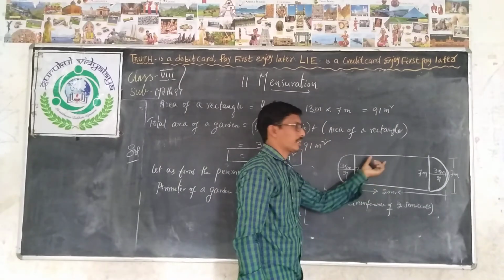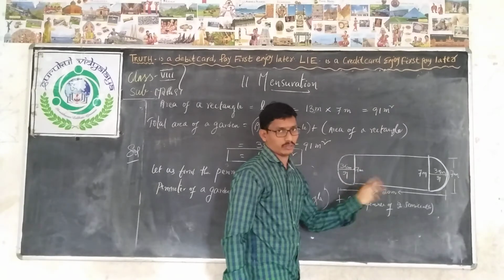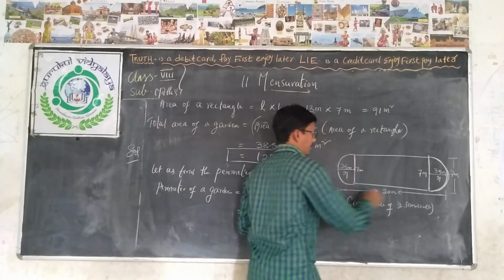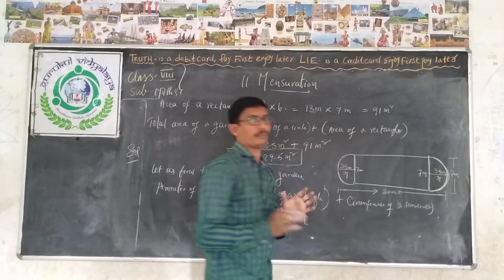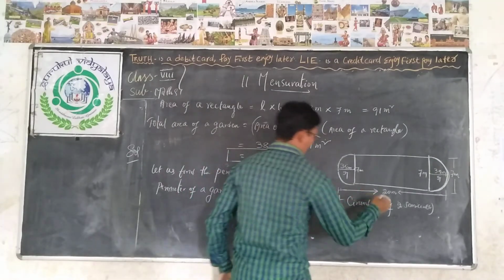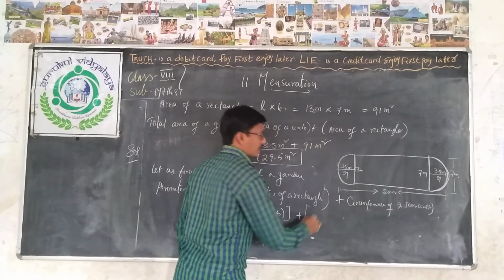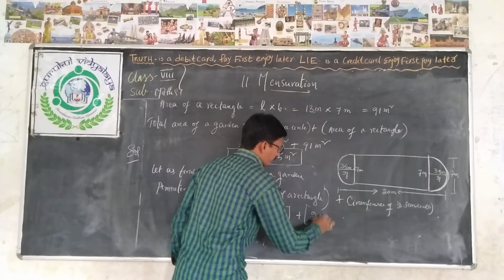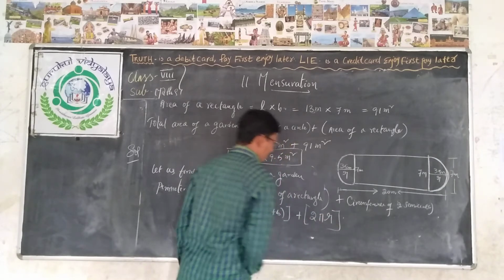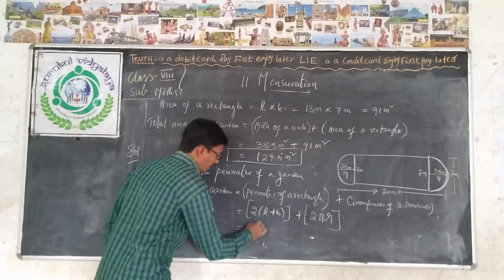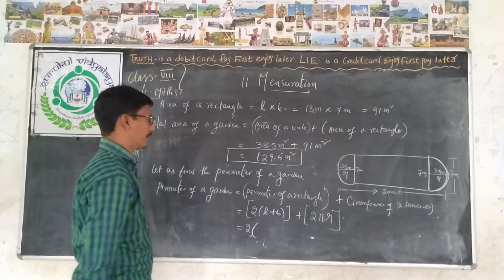We know that the perimeter means length and breadth, but the breadth is already included in this. So the perimeter means the outside figure, that means these two arcs, the complete circumference of a circle. So what is the circumference of a circle formula? 2 pi r. So 2 into L plus B.